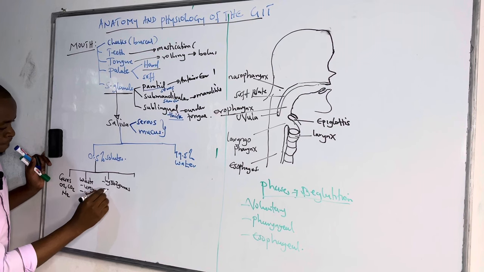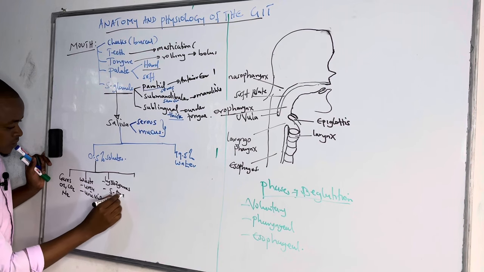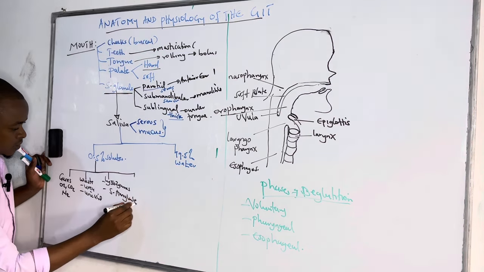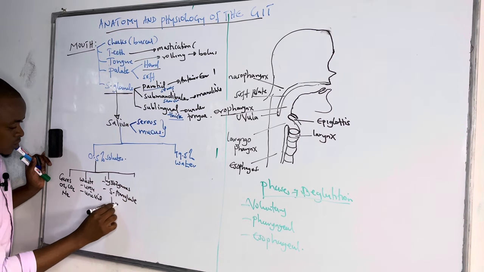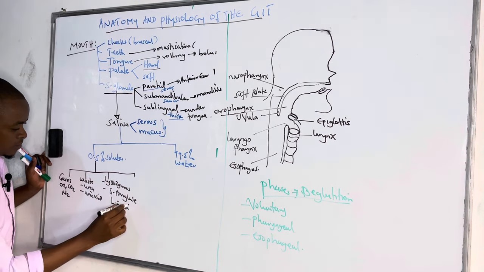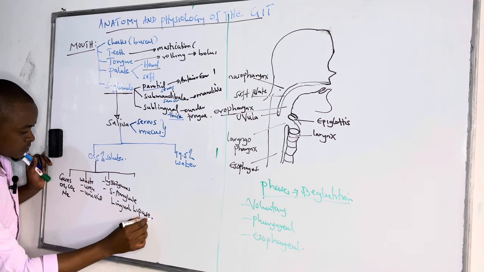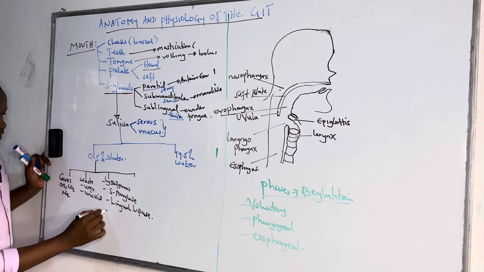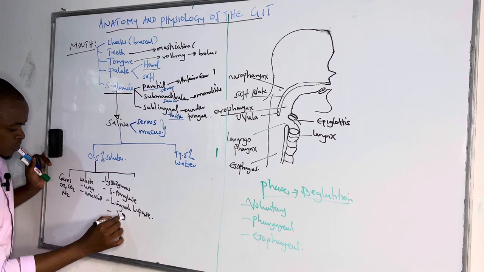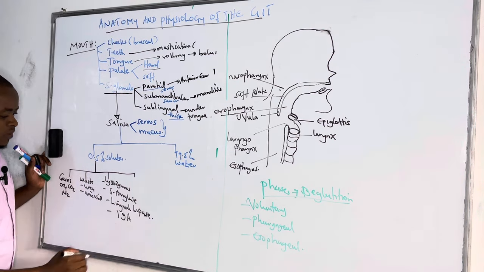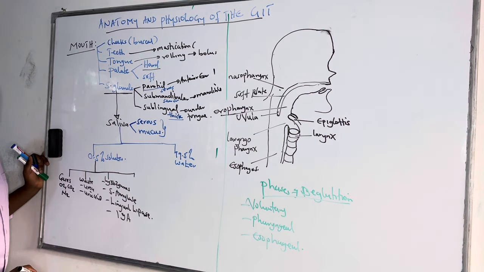It contains salivary amylase. It contains lingual lipase. It contains immunoglobulins, so those are antibodies, majorly IgA.